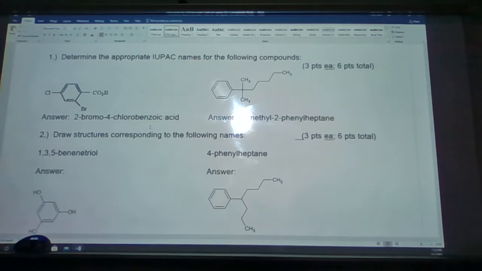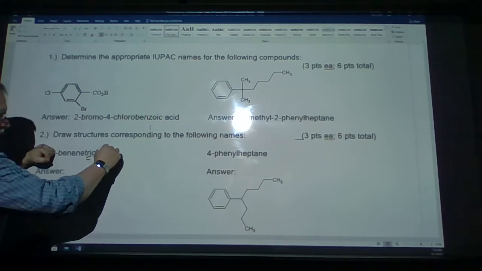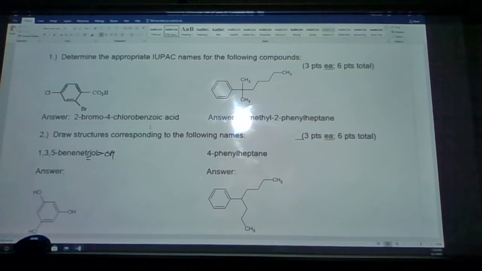Draw the structures corresponding to the following names. 1,3,5 benzene triol. Benzene. Aromatic ring. Tri-3-ol, OH. We have an aromatic ring, 3 OH groups. Where are they? At the 1, the 3, and the 5 position. 1, 3, 5 benzene triol.